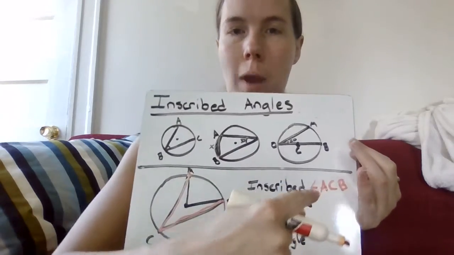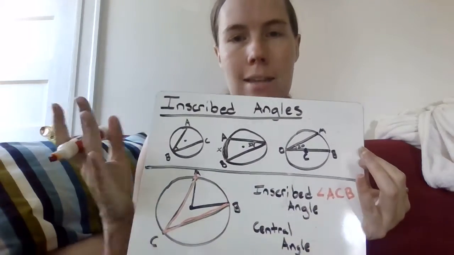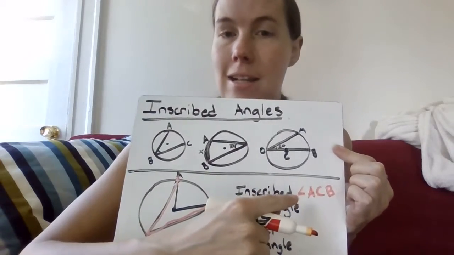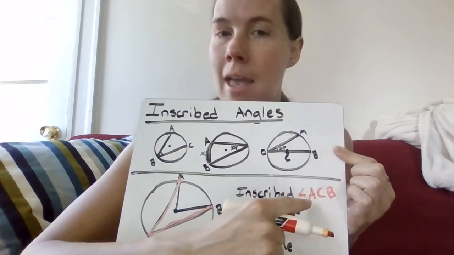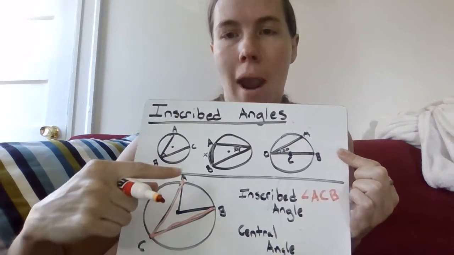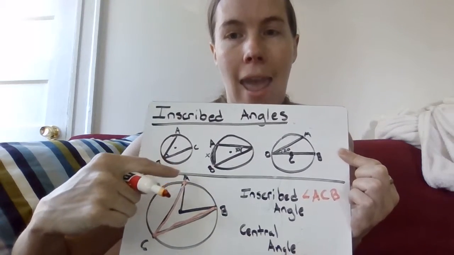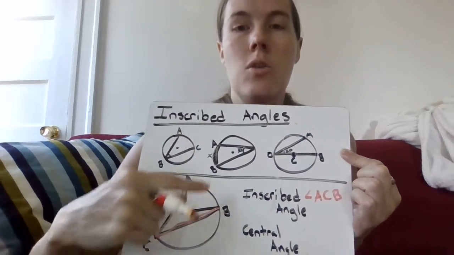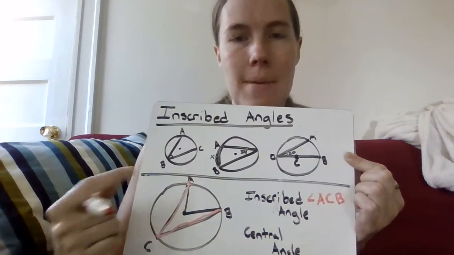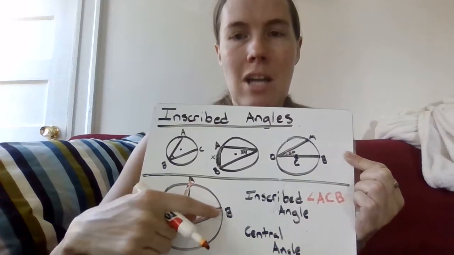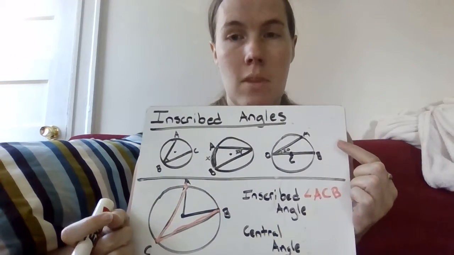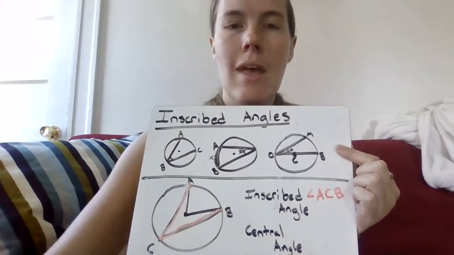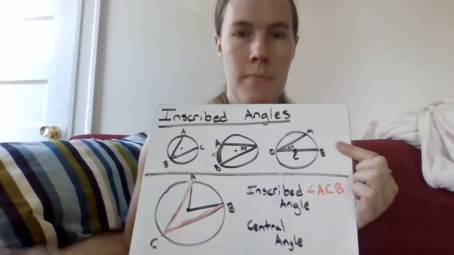And note how you write it. This is just for IXL and stuff. If you see a little symbol like that, that means angle. And ACB, you write it like you read it. So I start at A, I go to C, then I go to B. If I wrote angle ABC, it would be talking about something totally different. So you have to write it as you trace it along. So that is an inscribed angle.